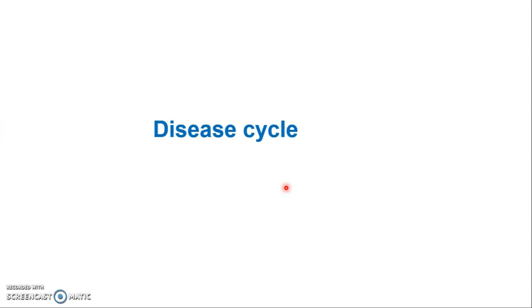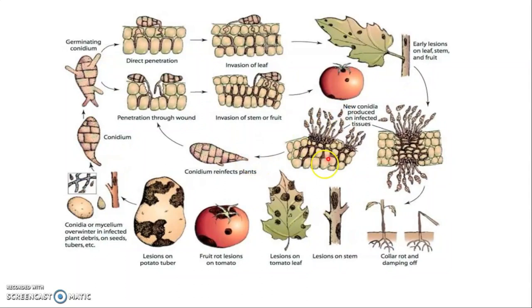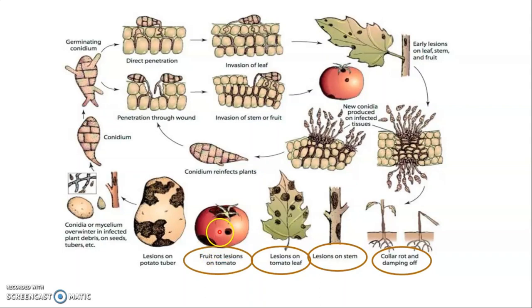Now we will talk about the disease cycle. Yes, you can see this is the disease cycle of early blight disease. If the farmers are not removing the infected tubers, infected tomato fruits, infected leaves, infected stems, and infected plant debris, the fungus is there. In the next season, the fungus will cause severe losses. As you know, early blight symptoms are on these tubers, and this plant has collar rot and damping off. Early blight causes lesions on the stem, on the tomato leaf, and the fruit has rot, and lesions on potato tubers. So these are all the source of inoculum for the next crops.